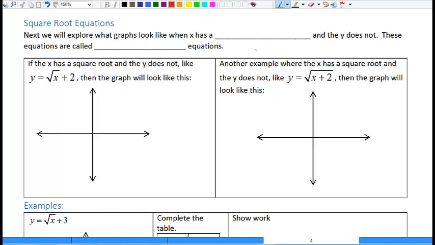Okay, the last type of equation that we're going to cover today is the square root equations. So we want to explore what this graph looks like when the x has a square root and the y does not. These equations are called radical equations. So if the x has a square root and the y does not, then the graph, the square root of x plus 2, will look something like this.